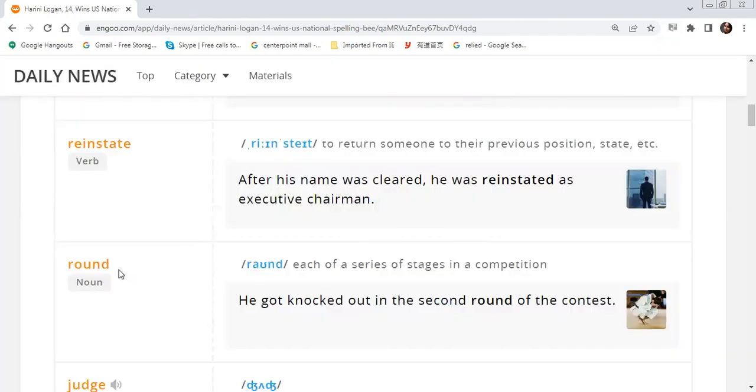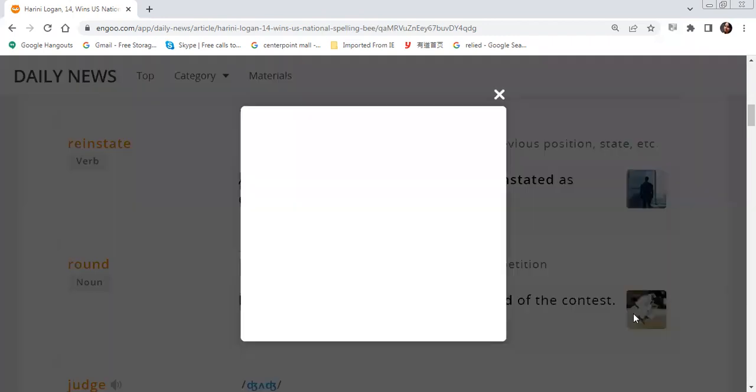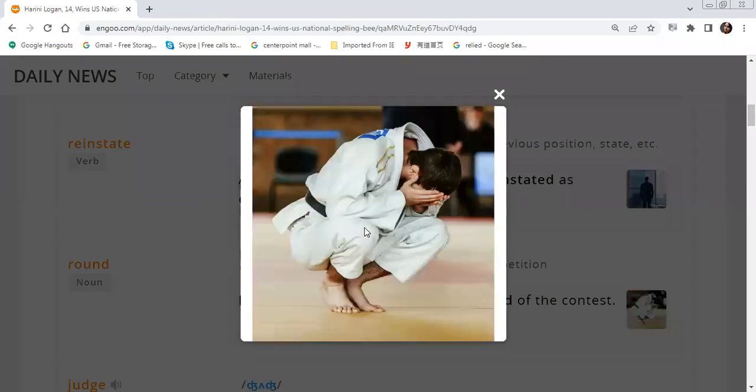Our next word is round. The definition of round is each of a series of stages in a competition. Our example says he got knocked out in the second round of the contest. And we can see here in the photo that he looks quite upset because he got knocked out in the second round of the competition.